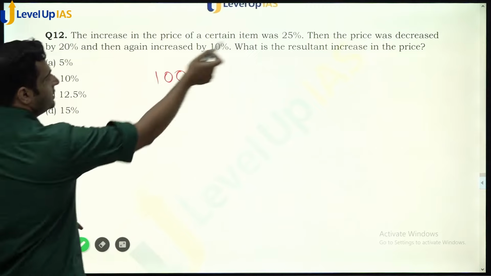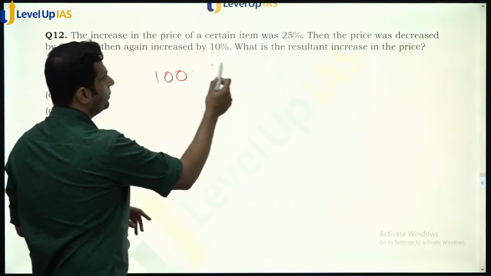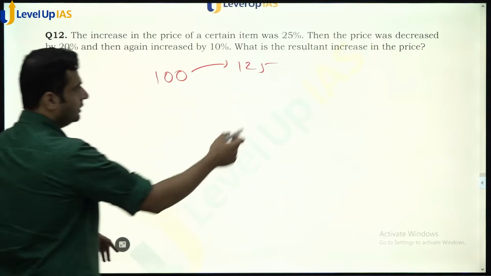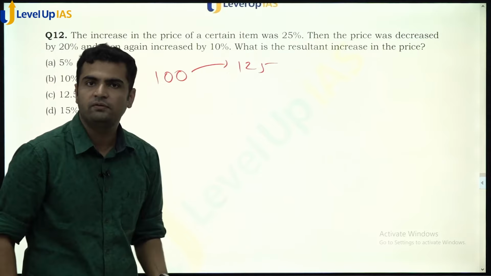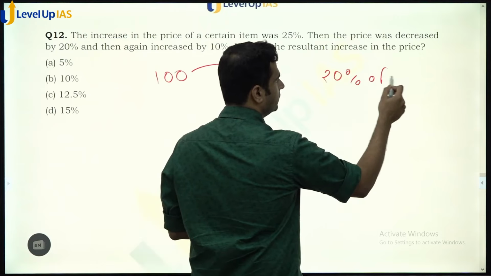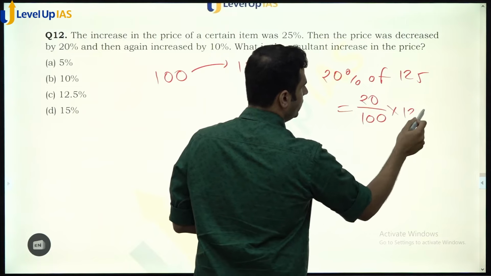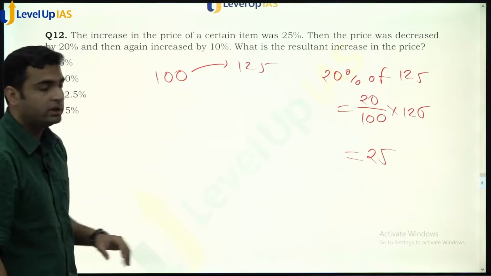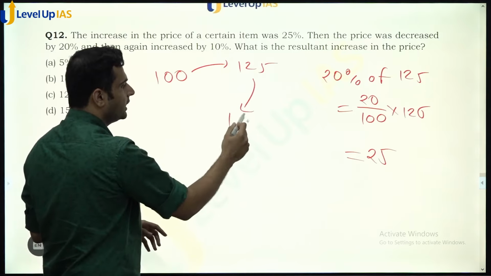We are saying that there was an increase of 25%. 25% increase over 100 is 25. So 100 becomes 125. Now see, then there was a decrease of 20%. Decrease of 20% is basically 20% of 125 was decreased. Now what is 20% of 125? 20 by 100 into 125 is equal to 25. So 125 then decreased by 25. So remove 25 from 125. We again are back to 100.